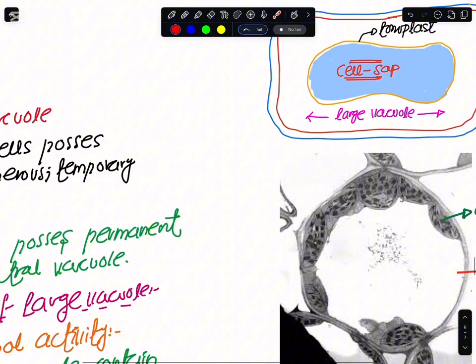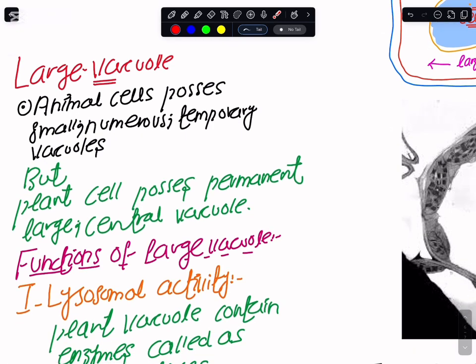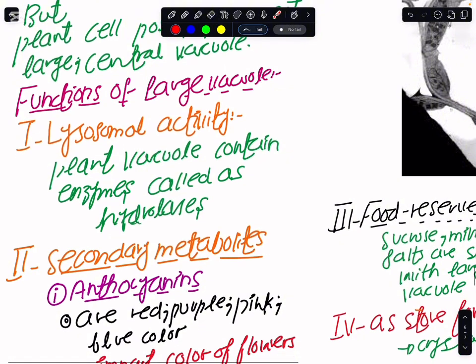Now we will see that this large vacuole that we have in plant cells has a lot of functions to perform. The first is that this large vacuole has some lysosomal activity. For animal cells, we had specialized lysosomes, and those lysosomes had enzymes referred to as hydrolases, inclusive of nucleases, proteases, and carbohydrases.